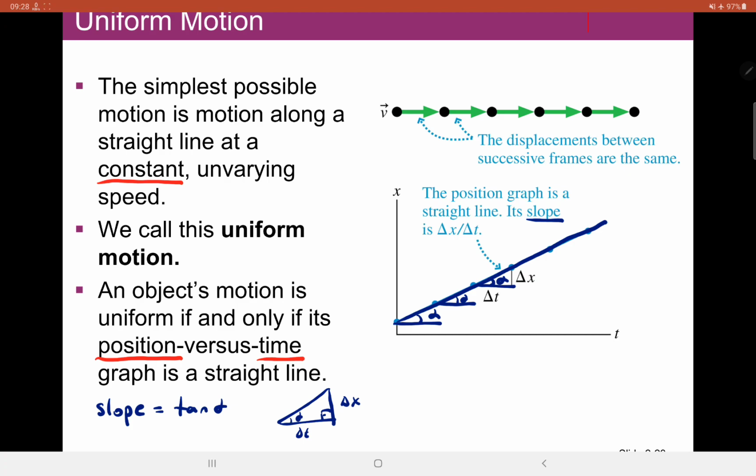It's obvious that there is no need to write this kind of equation at the moment. We have a straight line, which means the angle is constant everywhere. So the slope is constant, and you can say this is a uniform motion.